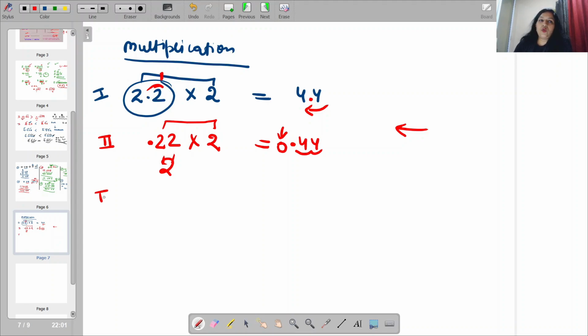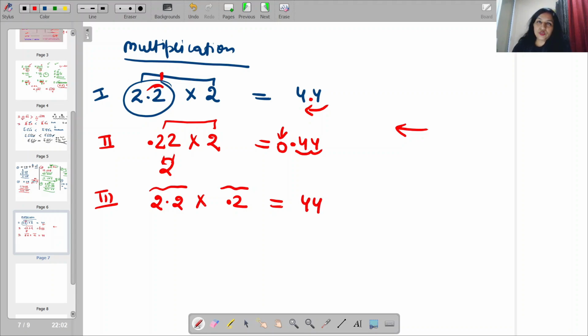Another scenario now when both are decimal numbers. First number is 2.2. Second number is 0.2. Okay, until now there was no point in this one. I have taken this also as a point. Again the same rule. Forget the decimal of both. Multiply the numbers without decimal. 22 into 2, that is 44.